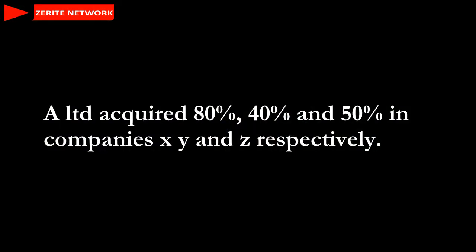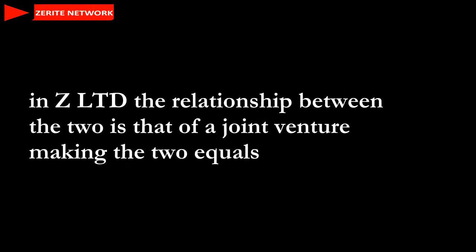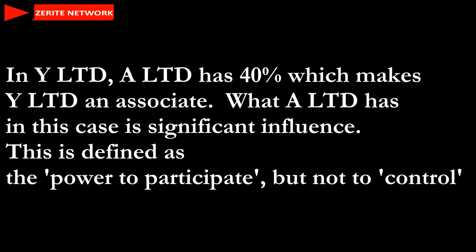For example, let's say company A has acquired 80%, 40%, and 50% in companies X, Y, and Z, respectively. Here's how that structure will look. In Z Limited, the relationship between the two is that of a joint venture, making the two equal. In Y Limited, A Limited has 40%, which makes Y Limited an associate.